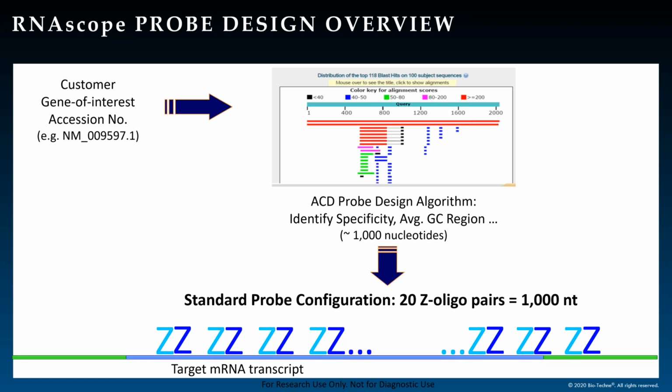Our algorithm evaluates the sequence composition of each oligo in the pool to ensure no cross-hybridization with non-target RNA under stringent RNAscope conditions.